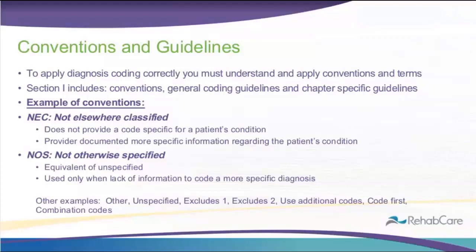NEC, not elsewhere classified. It doesn't provide a code that's specific to that patient's condition, and the provider documented more specific information regarding the condition. So they gave you information about it, enough to know that there's a condition there, but it's not giving you enough that you can code it to a specific code. NOS is not otherwise specified. That's the equivalent of unspecified, and I'll caution you right up front, we need to stay away from as many unspecified codes as we can. You only use them when there's a lack of information to code a more specific diagnosis.